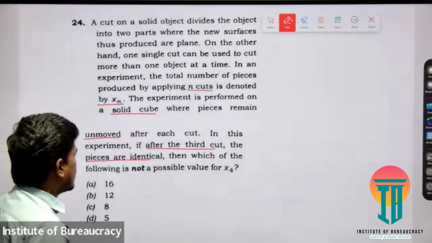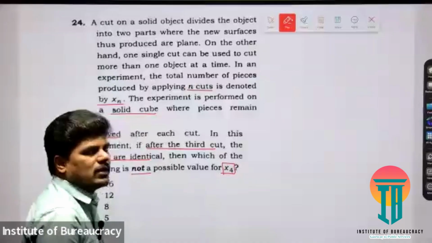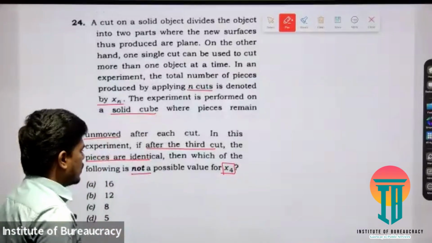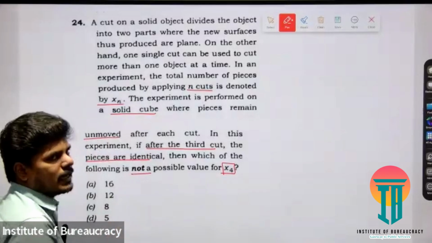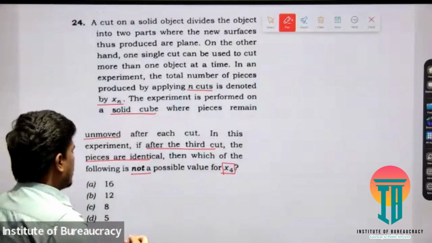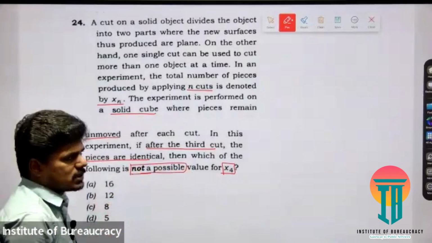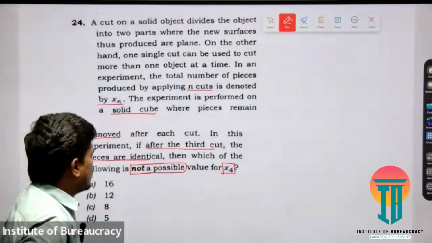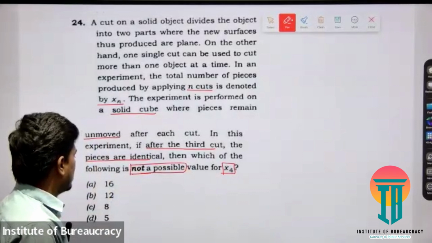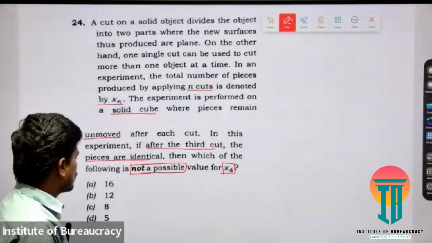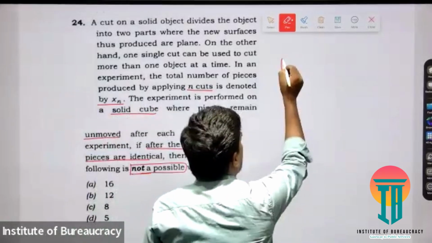Then which of the following is not a possible value for x4? If we make a fourth cut, which is not going to be a possible value for x4? I mean, number of identical cubes, which is not possible. That's what the question is. Here, not possible, they are asking. Using 4 cuts, what is the not possible number of cubes you can have here? Whether you can have 5, 8, 12, or 16, which is not possible. Okay, so I'll try here.